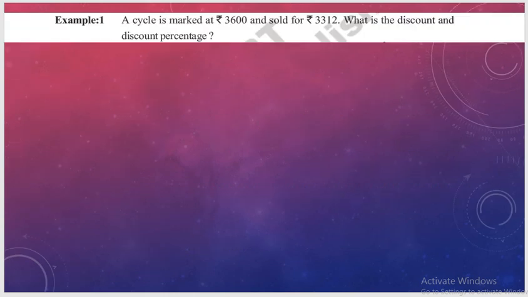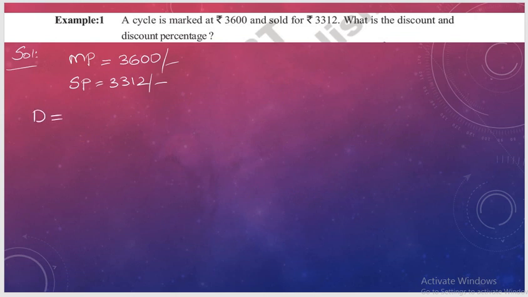So problem number 1. A cycle is marked at 3600 rupees and sold for 3312 rupees. So what is the discount and discount percentage? So already we know the formula for discount, right? So here what are the things that are given? Market price is given as 3600, and selling price is given as 3312. Now what is he asking you to find? Discount and discount percentage. So first of all we are going to find out discount.